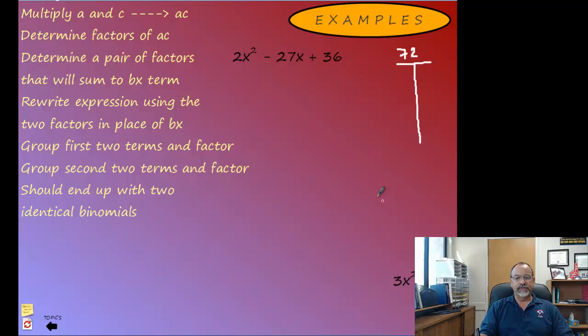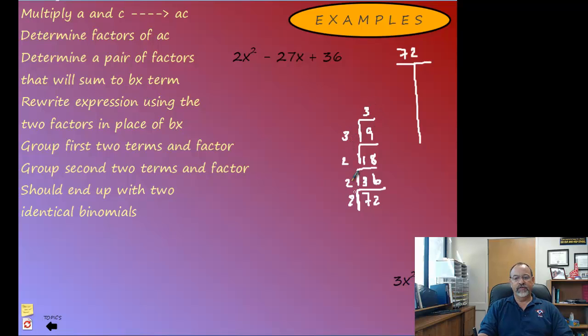So let's see, let's try our upside down division. 36 and 2, I'm not going to be able to add up to 27. So if I do this, 2 times 2 is 4 and 18. I can't make those equal 27. So here, 2 times 2 times 2 is 8. 9 times 8 is 72, but 9 plus 8 is not going to give me 27, so that's not going to work.